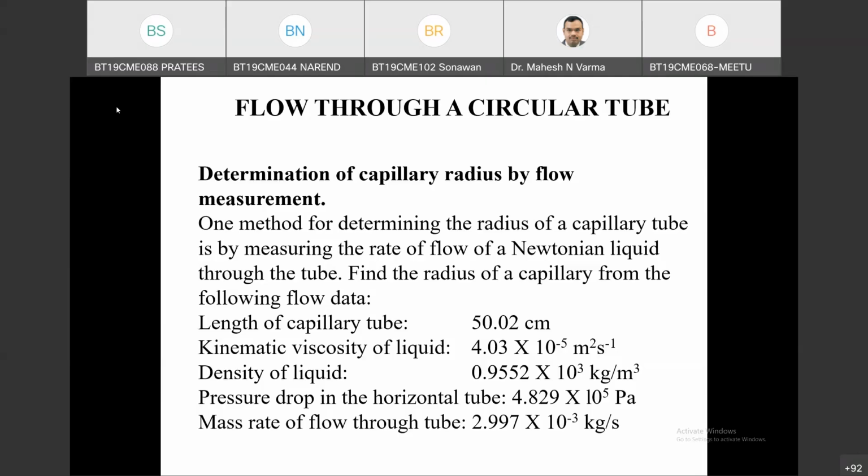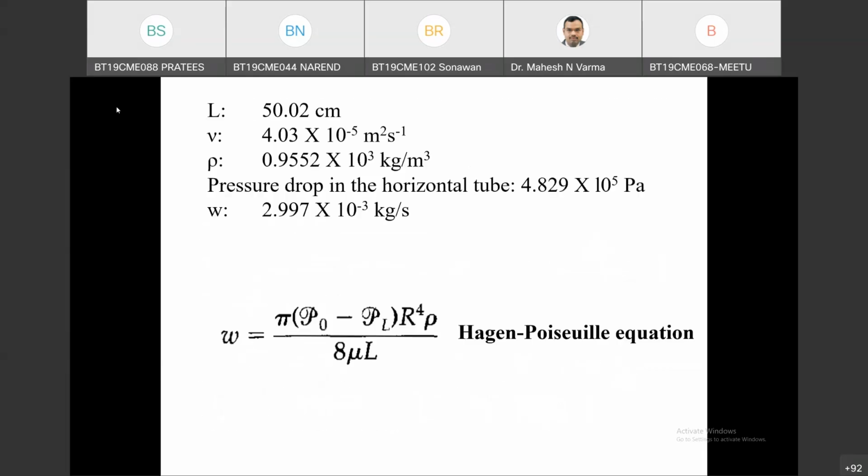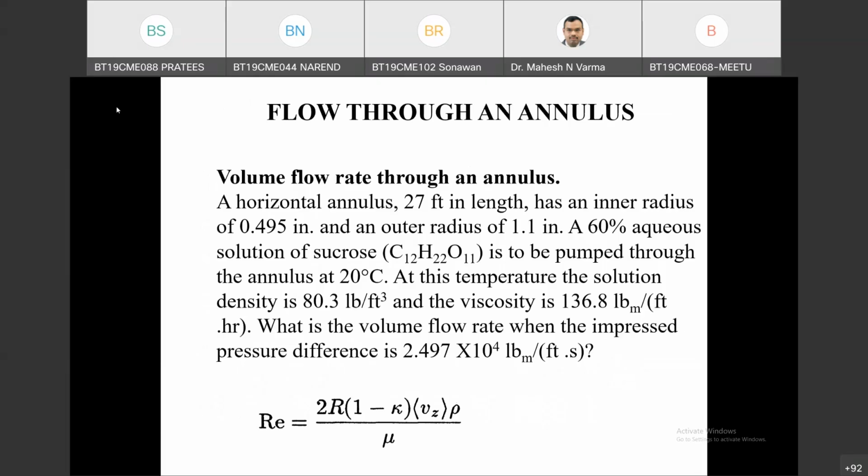Some of the problems have variation in 2 dimensions, but that can be converted into 1 dimension by substituting 1-dimensional variation and all. So go through all these unsolved problems; they will be there in the examination. We can just use this Hagen-Poiseuille equation. Everything is given. So this will be 7.5 into 10 raised to minus. This is the volumetric flow rate through the annulus.